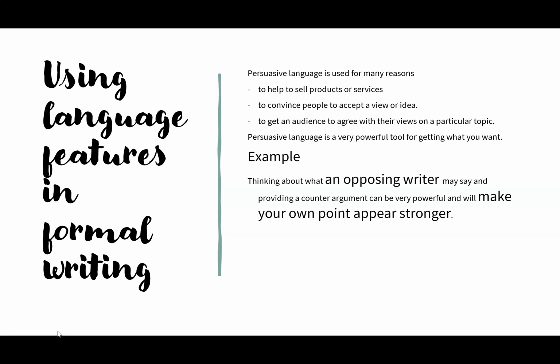You can also explicitly mention what a possible counter-argument might be, and then explain how that's really not a very convincing argument. So it can make your own point appear much stronger, and that's ultimately what you want to achieve.